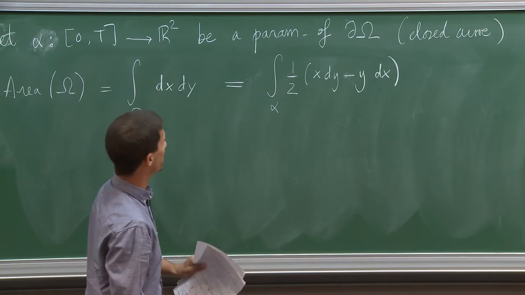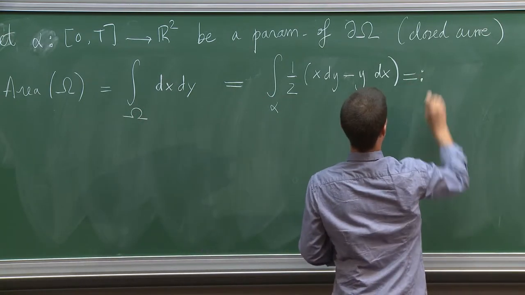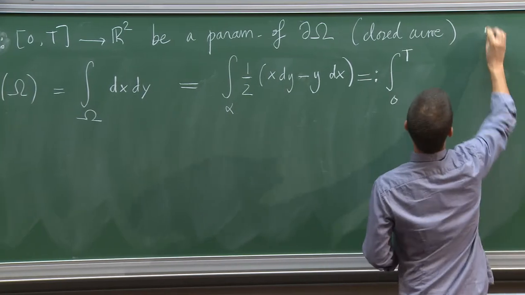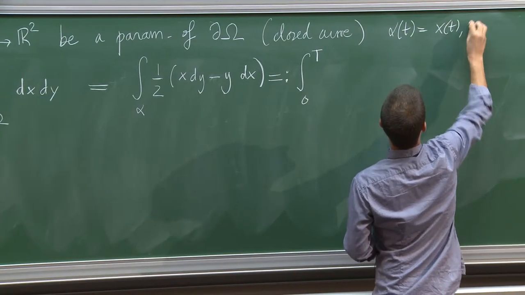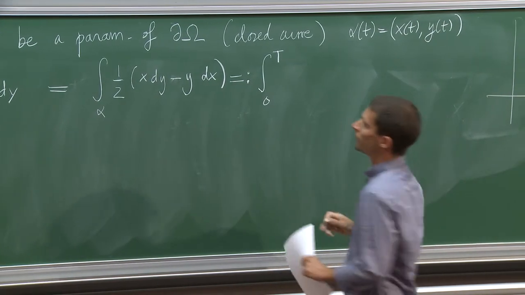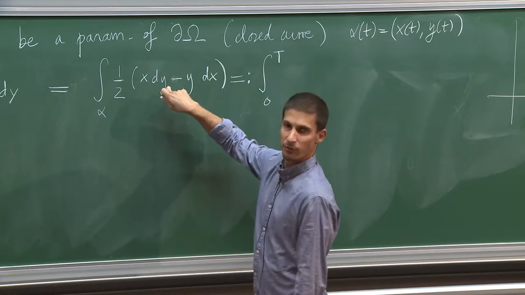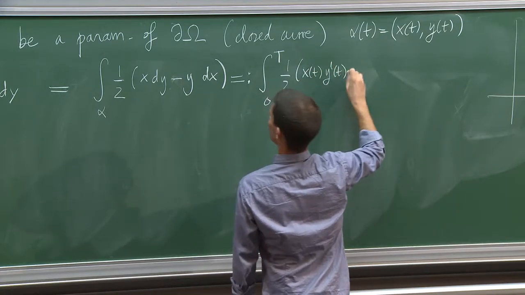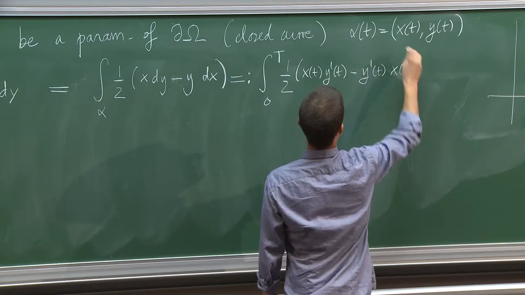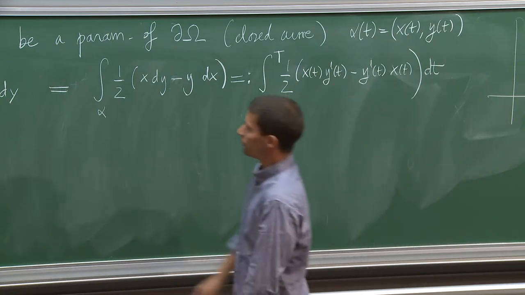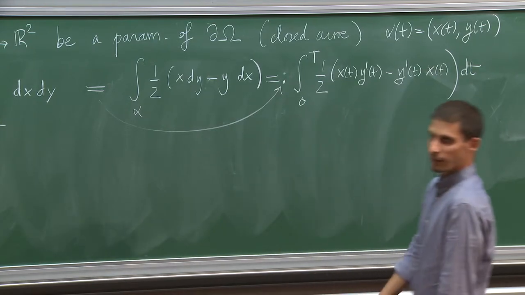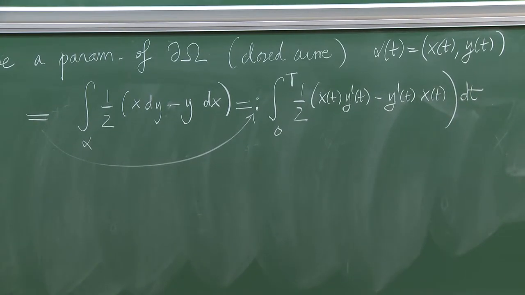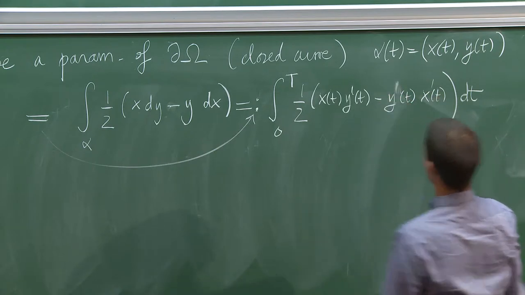This is a differential form, but if this has no meaning for you, the meaning is this: it is the integral over the parametrization, okay? So let's say alpha of t is x of t, y of t, it's a planar curve. So x will become x of t, and dy will be y prime. So nothing very complicated, it's just x of t, y prime of t, minus y prime of t, x of t, dt, okay? So if you wish, you can just skip and forget. Come on? You have to switch the prime in the second. Ah, yes, I'm sorry. Thank you.